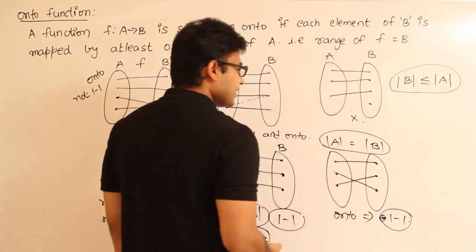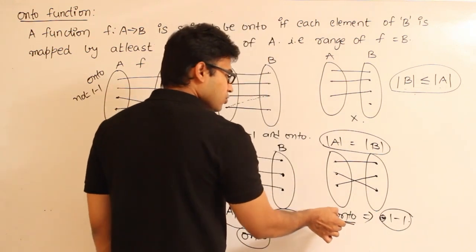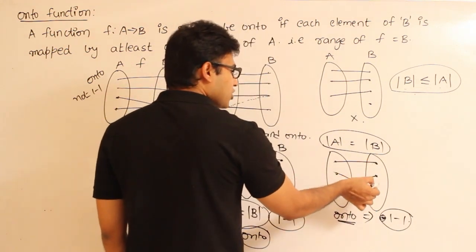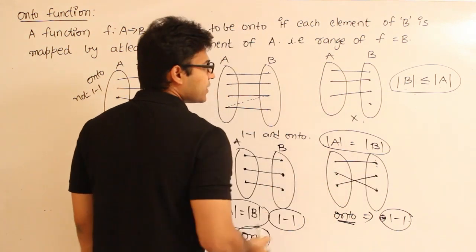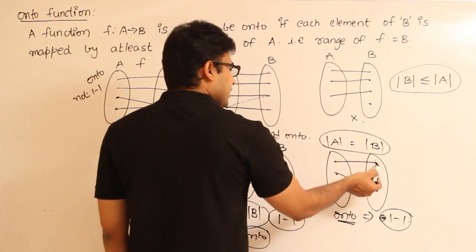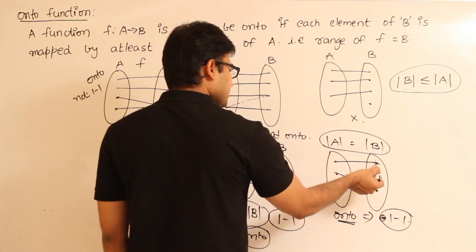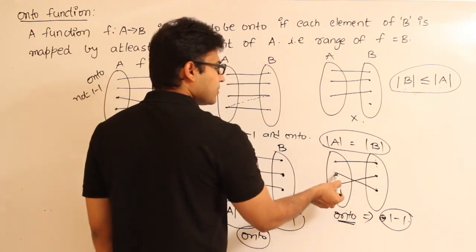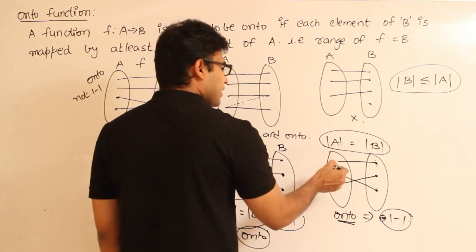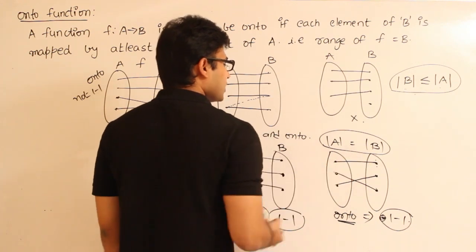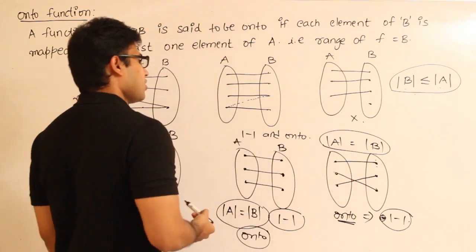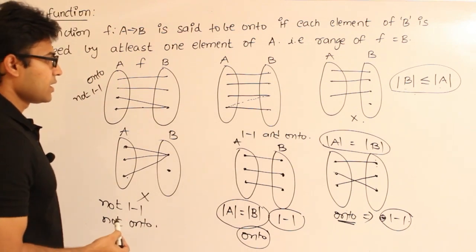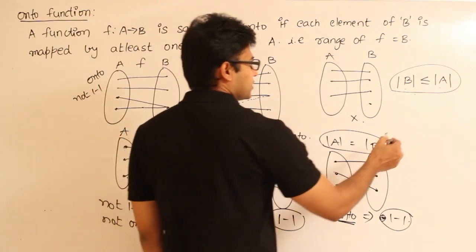What could be the reason? Since the function is going to be onto, every element here is going to be mapped to at least one element here. Now we know that if that has to happen, we should have at least this many elements in here, and we have them, right? And every element here cannot have more than one element there. That is why it is going to be 1-1. Got it?